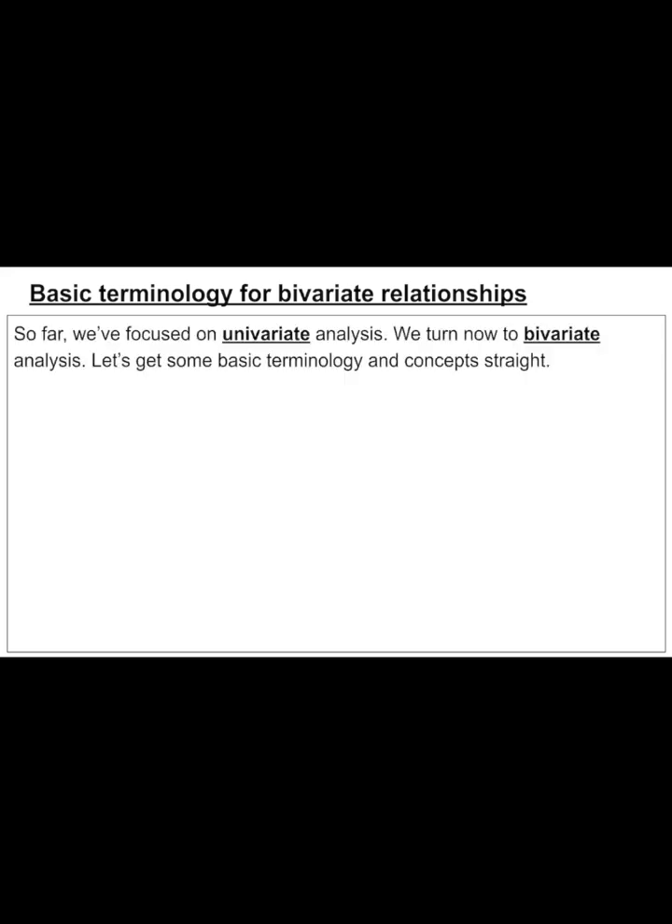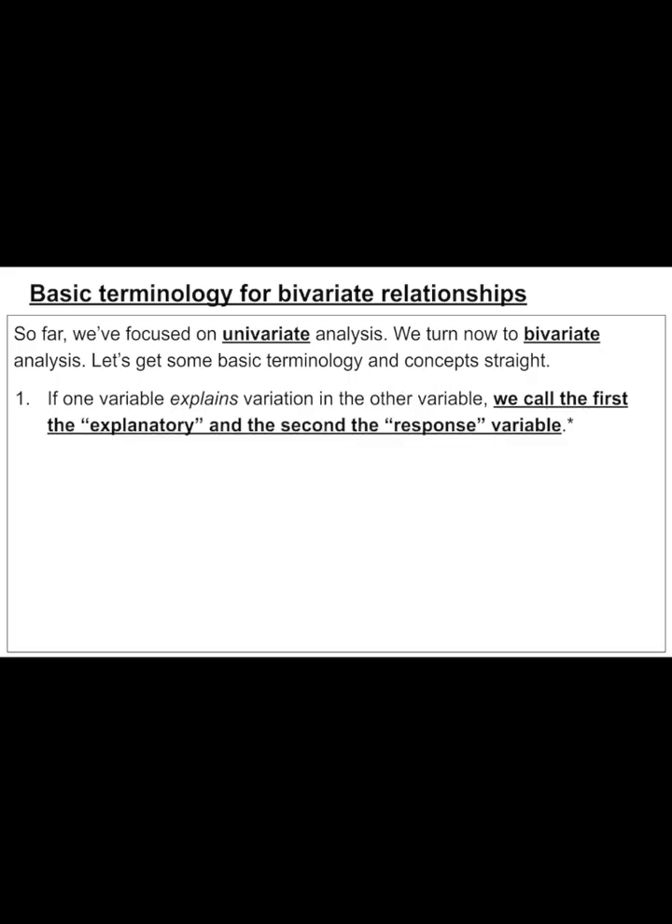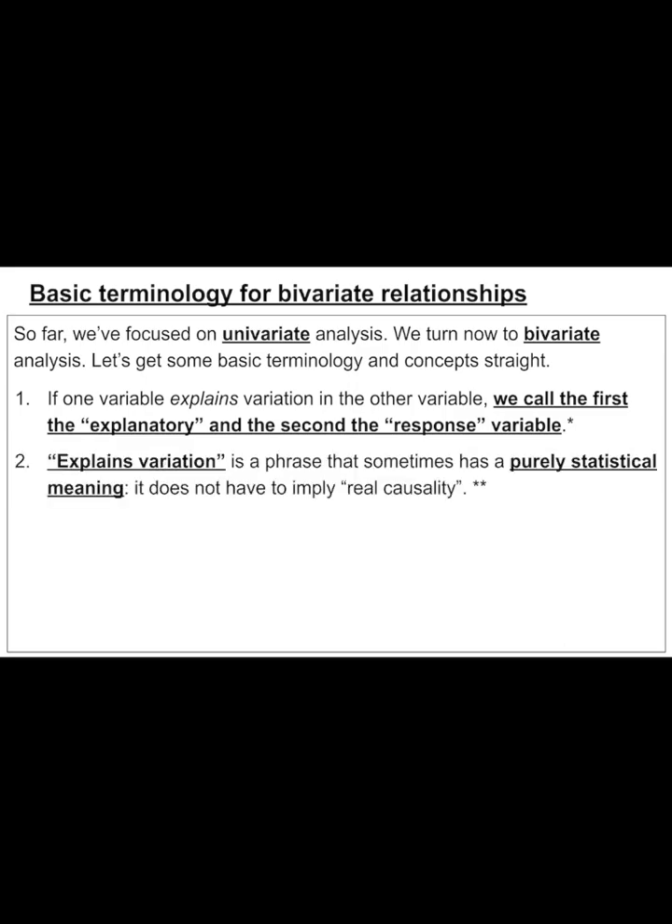So let's go over some basic terminology for bivariate relationships. So far we've been focusing on univariate analysis, but we need to now turn to the situation where we've got two variables. So if one variable explains variation in the other variable, we call the first the explanatory and the second the response variable. There's many other terms for this, but this is just the set that I happen to prefer.